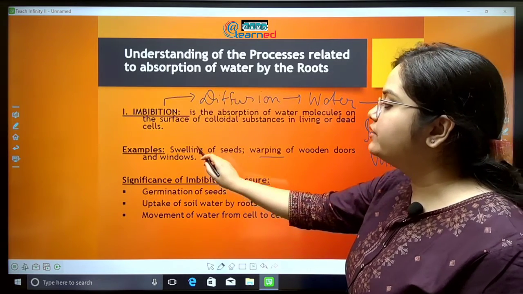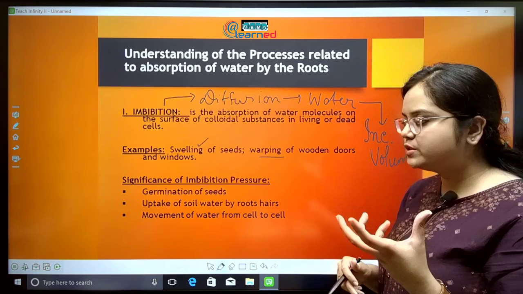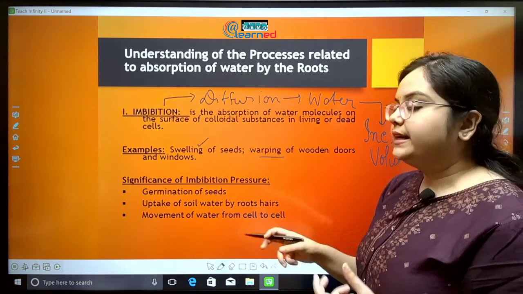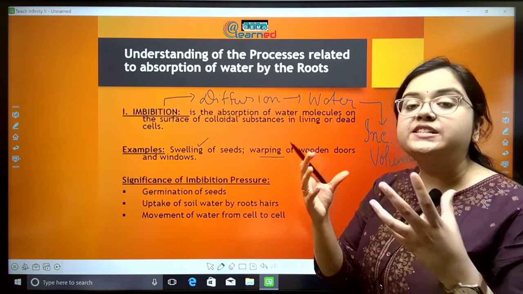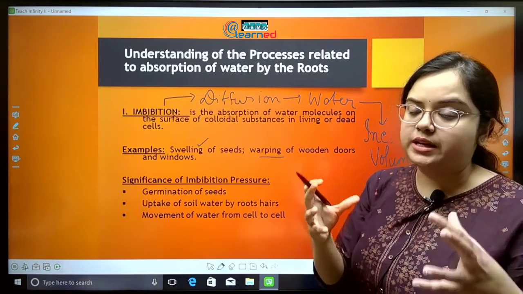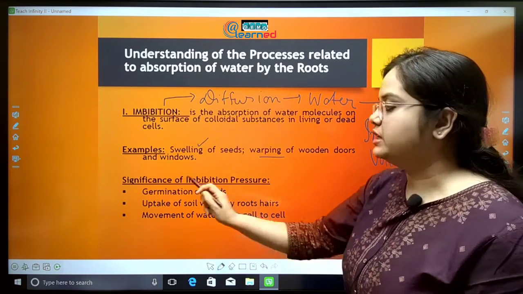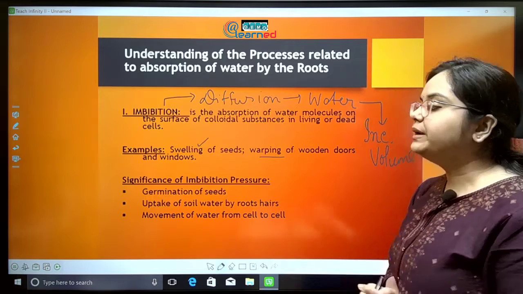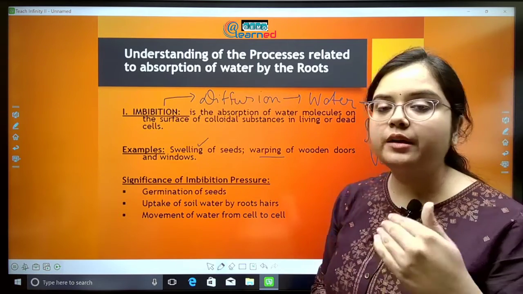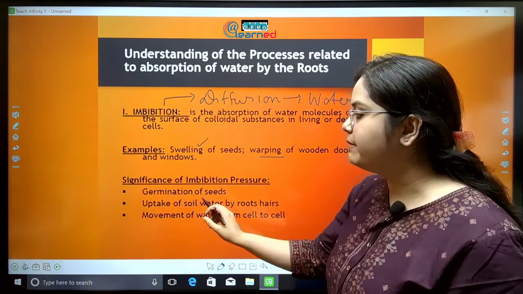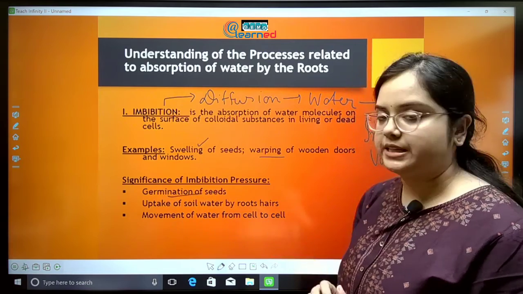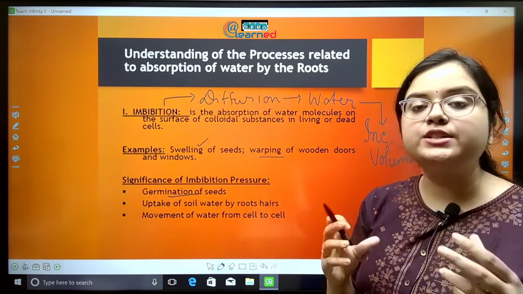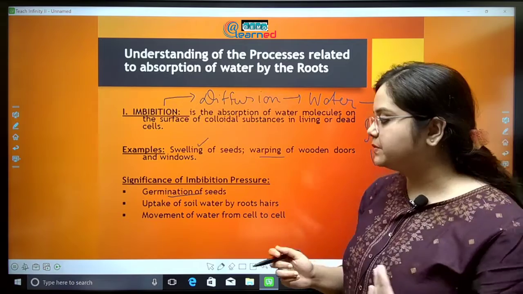Then there is another one, which is the swelling of seeds. Now the seeds take up the water and swell in size. They are full of water, they absorb the water. Lastly, the significance of imbibition pressure. Now what are the after effects? After the seeds imbibe water, they germinate. So germination of seeds: the seed coat bursts open and the plantling comes out.